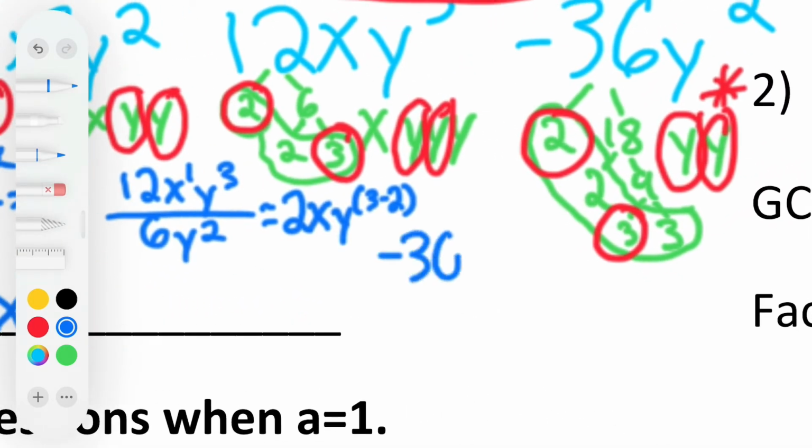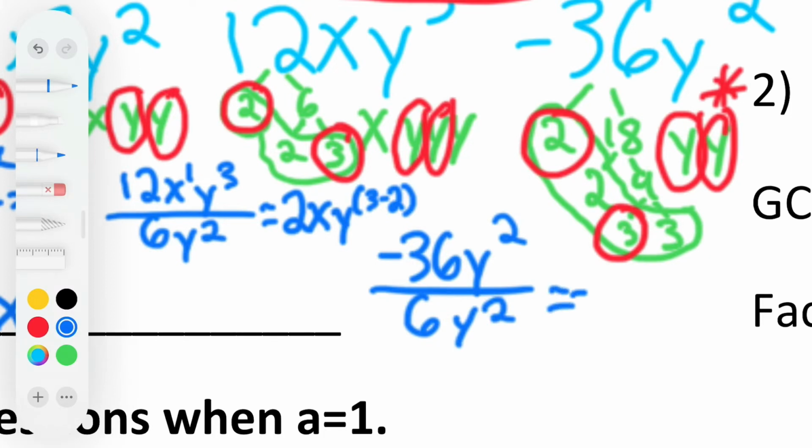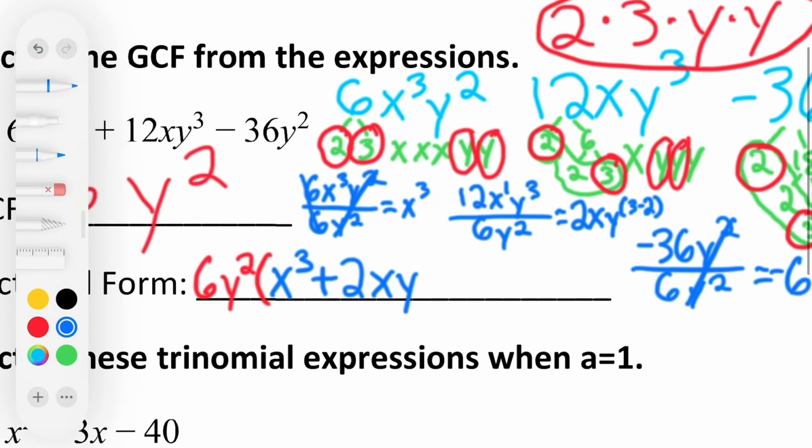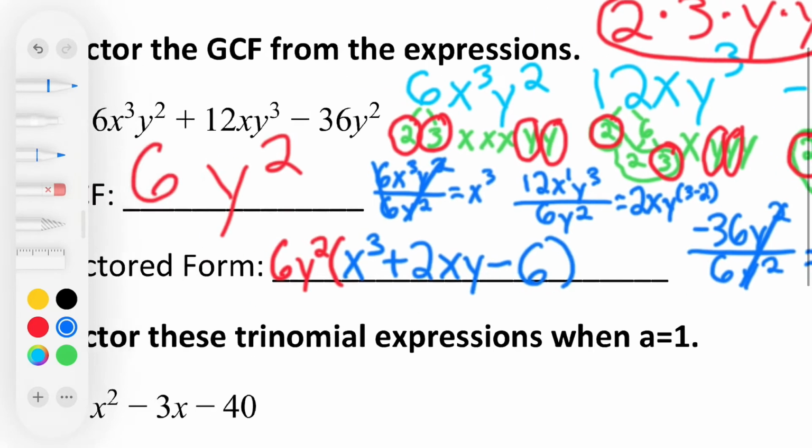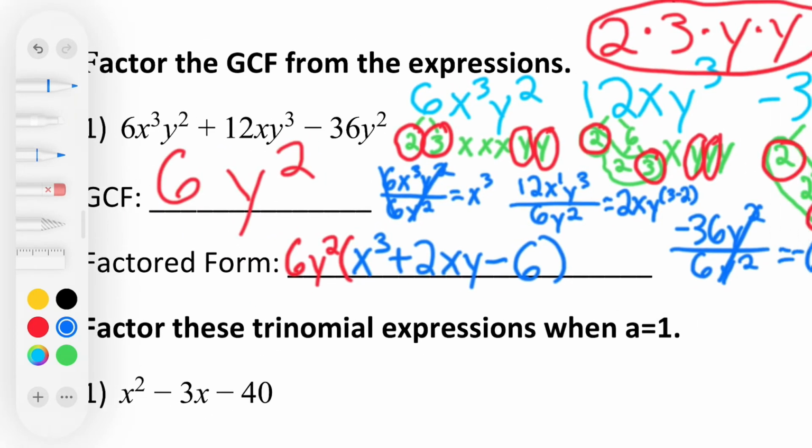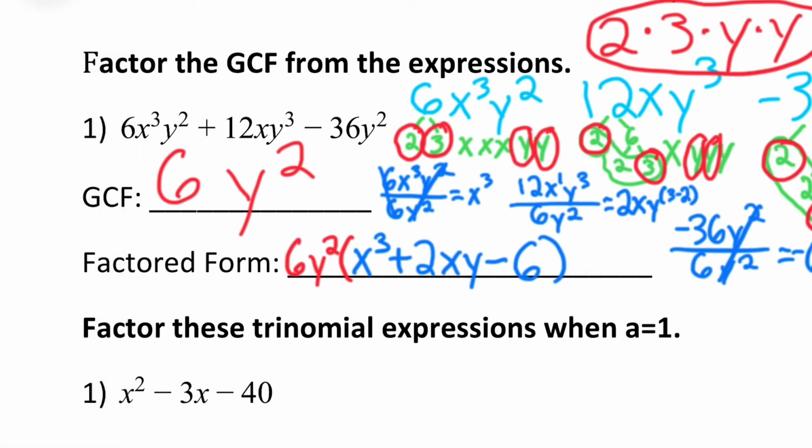And then lastly, we have negative 36y squared divided by our 6y squared. Negative 36 divided by 6 is negative 6, and the y's cancel out. So I'm left with negative 6. So subtract 6. So that would be my factored form for number 1.